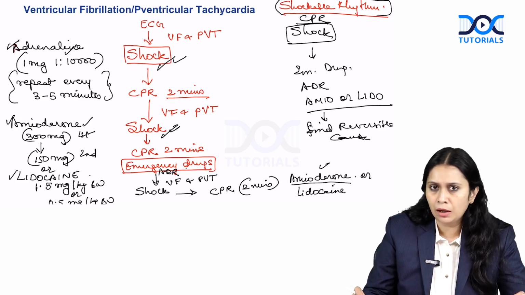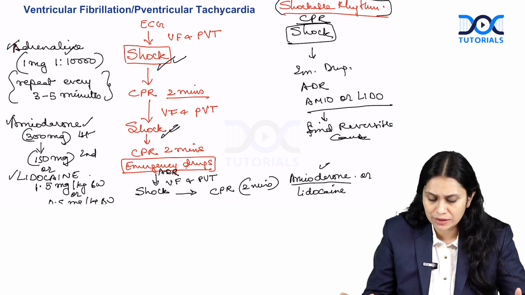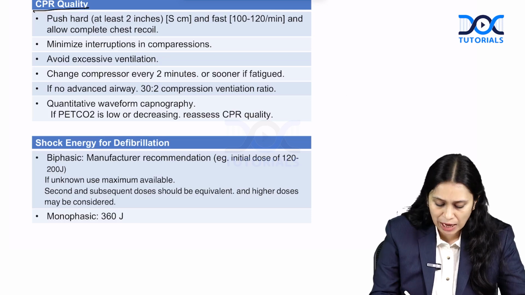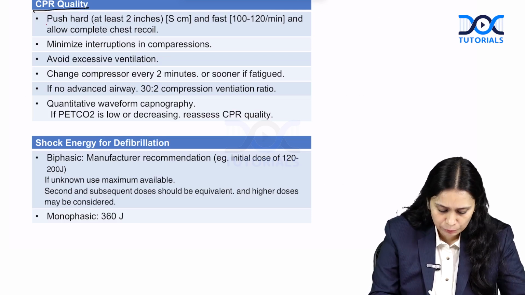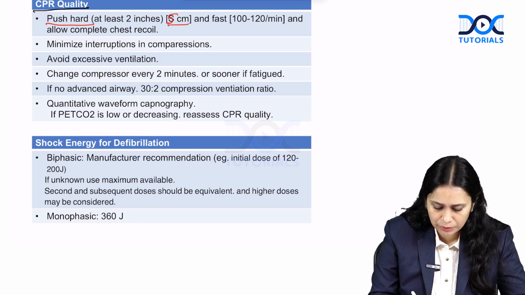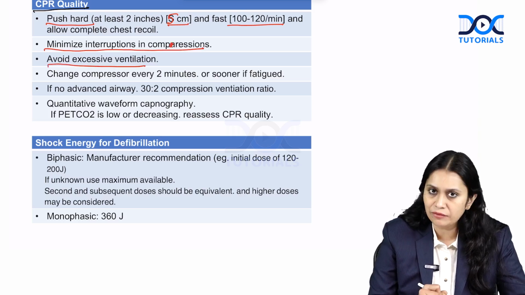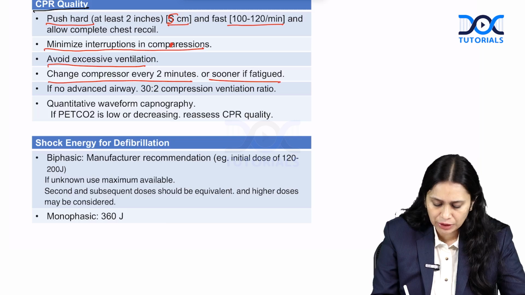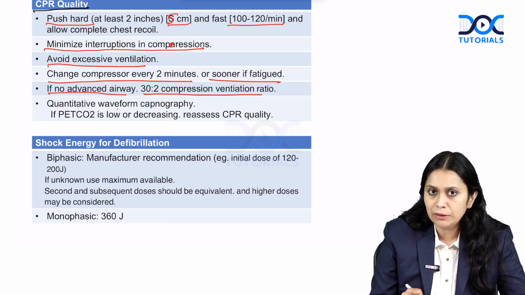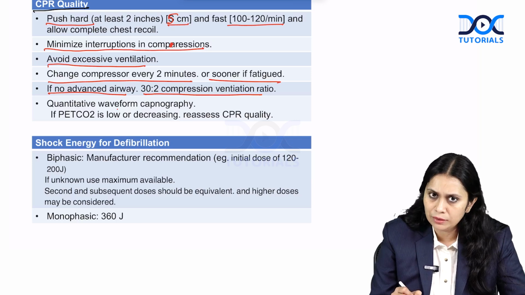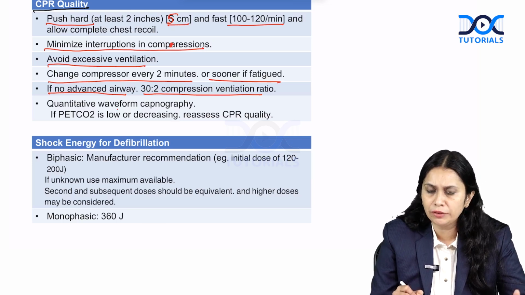Now let us repeat a few things that I have already discussed. High quality CPR, how is it decided? We push hard, that is at least 5 centimeters. We push fast, that is 100 to 120 compressions per minute. Minimize the interruption of compression. Avoid excessive ventilation. We change the compressor every 2 minutes or sooner if fatigued. With no advanced airway, we go for a 30 compression to ventilation ratio in adults always. In pediatrics, 30:2 if one rescuer is there, and if more than one rescuer, 15:2.